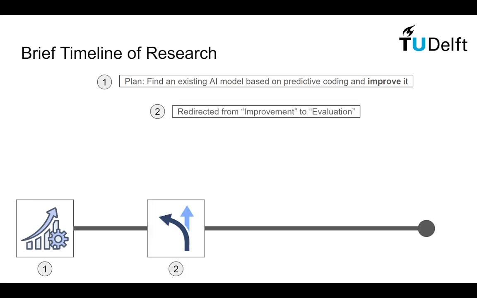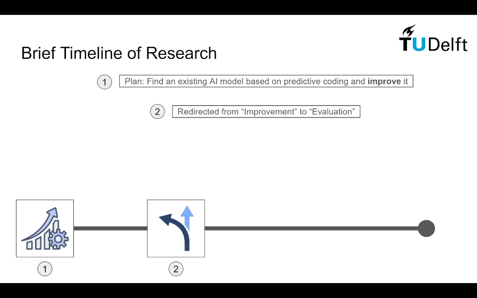But I quickly realized that the published metrics released with the model I had found didn't offer the ability to demonstrate structure learning. The release metrics didn't show if the model was doing structure learning or not. So I realized that I needed to step back from improvement and first evaluate the model on these structure learning abilities.